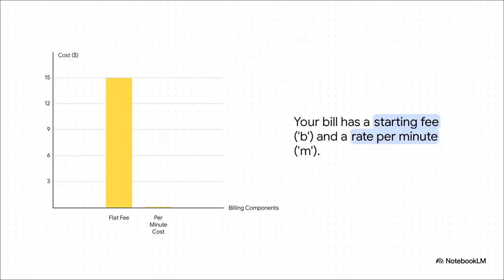Or think about your phone bill, right? There's probably a flat fee you pay no matter what. That's your B, where you begin each month. Then there's a charge for every minute you talk. That's your M, the rate that makes your bill move upwards. See? Begin and move. It's everywhere.